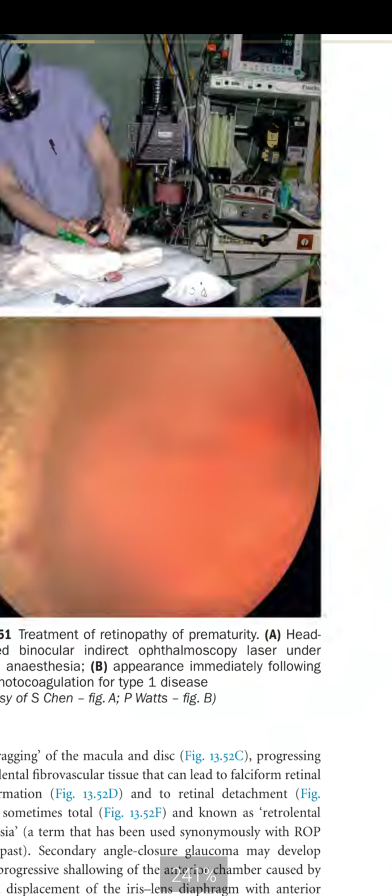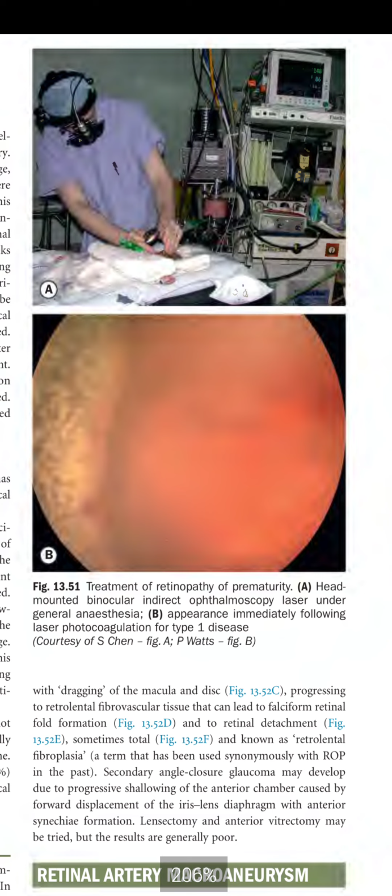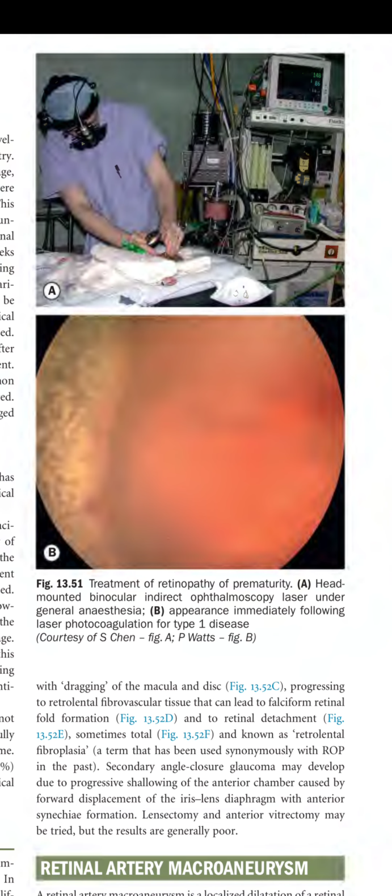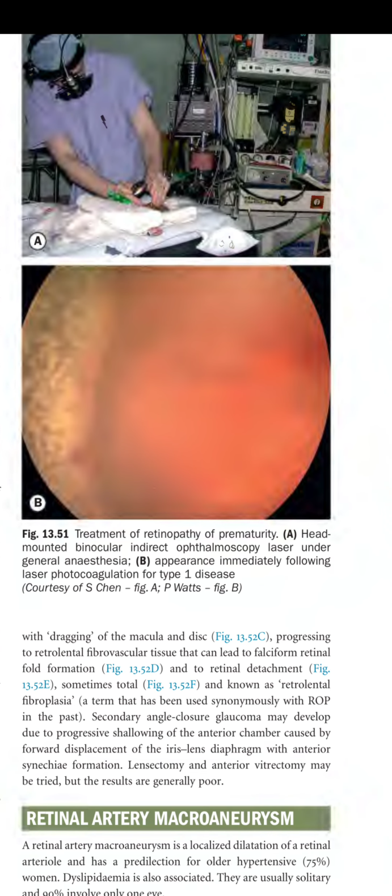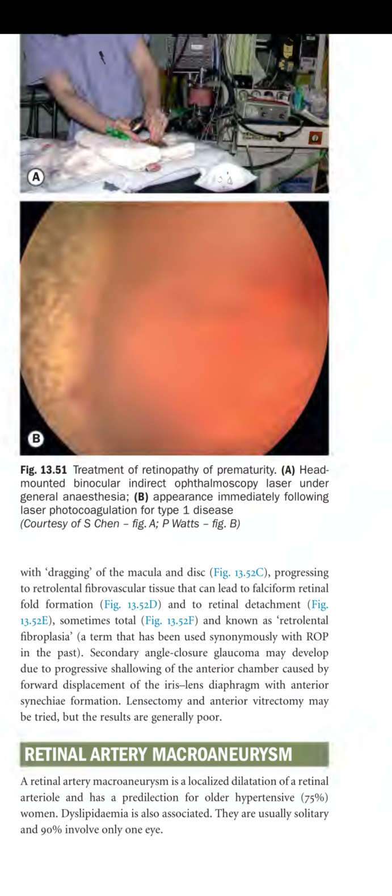So, this is retinopathy of prematurity, treated with head-mounted binocular indirect ophthalmoscopy laser under general anesthesia. B shows the appearance immediately following the laser photocoagulation for type 1 disease.